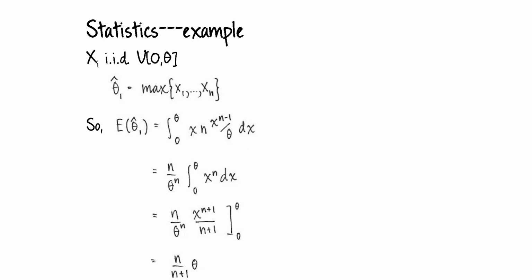I solved the integral, and just a couple of steps of math later, I get that it's equal to n over n plus 1 times theta. Okay? So not only is our intuition that it's biased confirmed here, but also our intuition that the bias is going down as the sample size gets bigger is confirmed. Does this make sense?